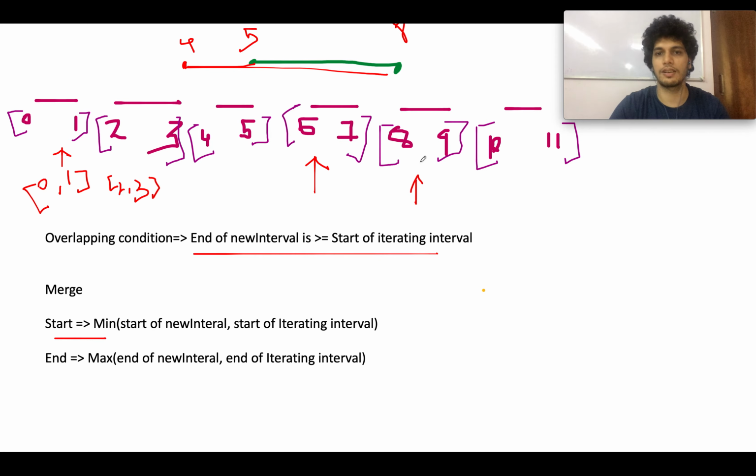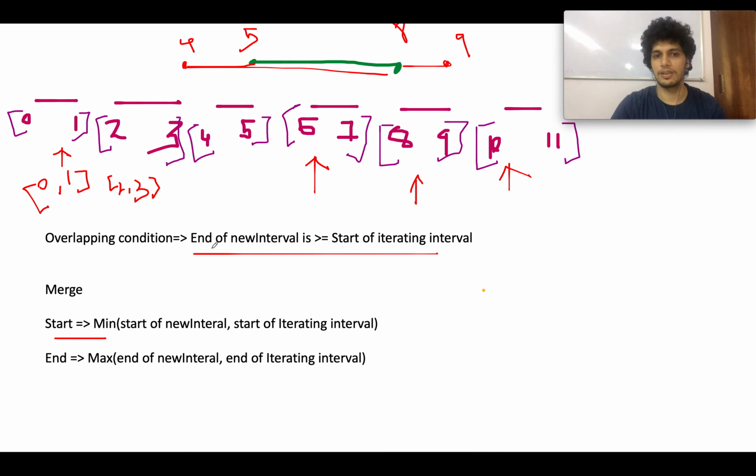Then you again check at 8 comma 9 whether the overlapping condition is true or not. End of your new merge interval is 8. 8 is equal to the start of your iterating interval 8. You need to perform the merging again. The minimum of 4 comma 8 is 4. Start point remains as it is. The end point is the maximum of 8 comma 9. It gets extended to 9. Your new merge interval is from 4 till 9, and let's iterate through the next element. It's 10 comma 11.